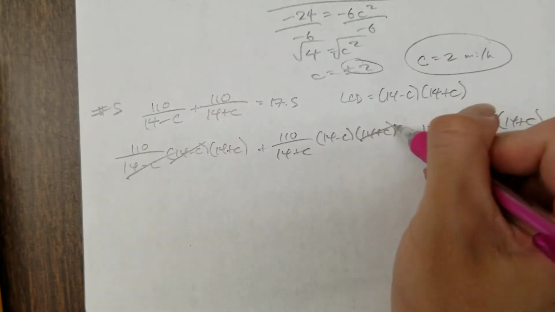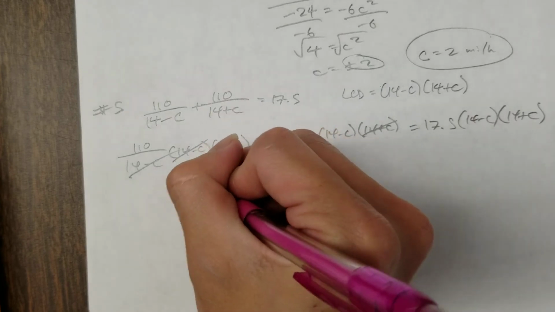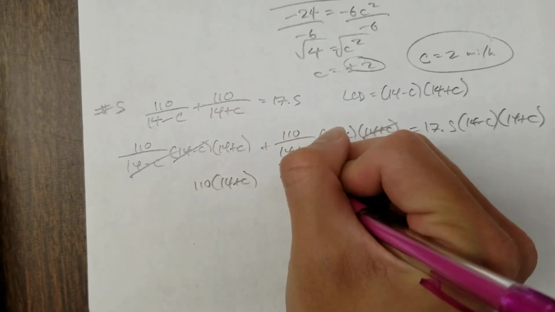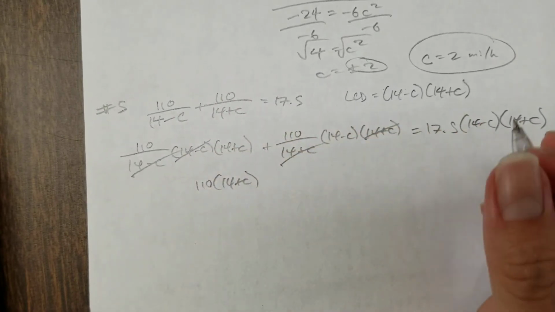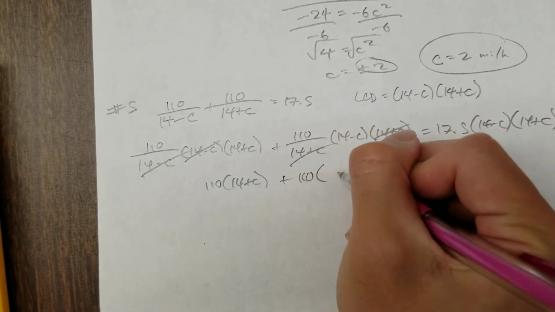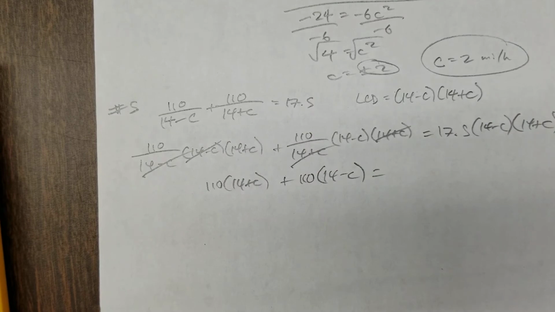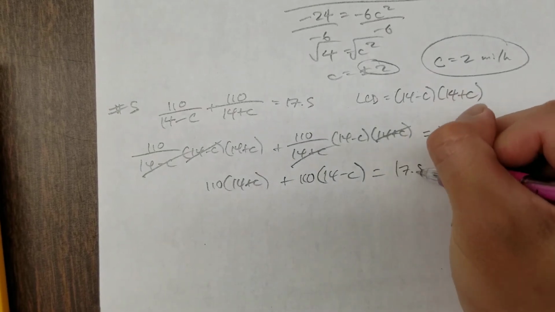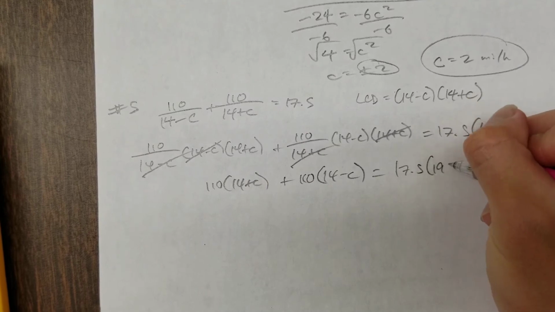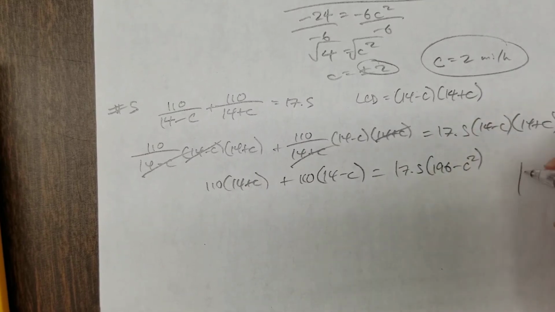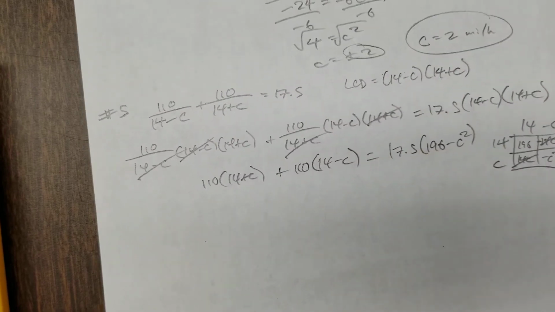Cancel, cancel, cancel, cancel. 110 times (14 plus c) plus 110 times (14 minus c) equals 17.5 times, and if you do this correctly, it should be 196 minus c squared. Do it if you don't believe me: (14 minus c)(14 plus c) is 196 minus 14c, plus 14c, negative c squared. Cancel, cancel. Okay.